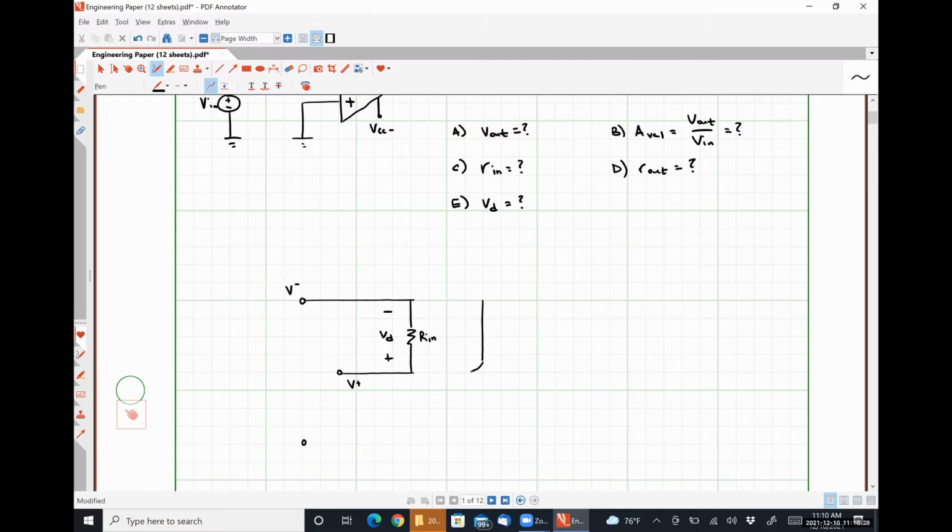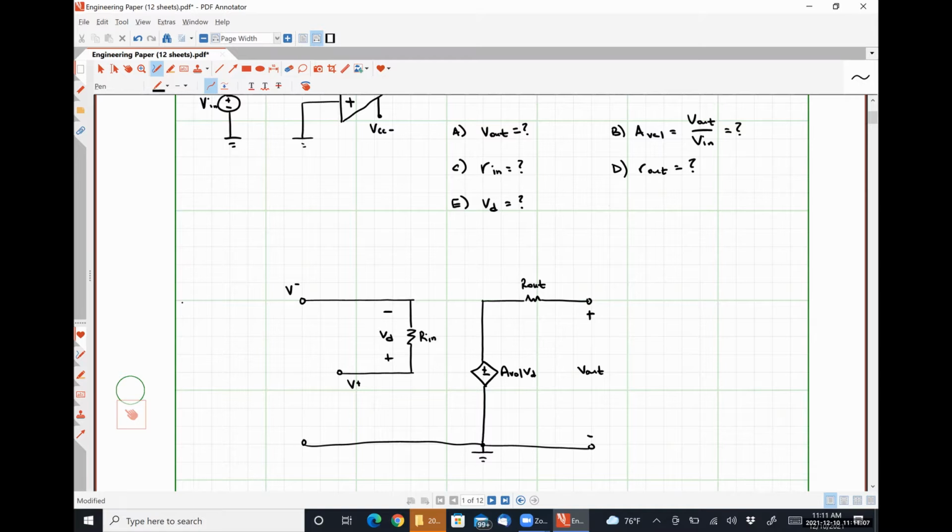Over here, I'm going to have AVOL times VD. Then I have the output resistance of my op-amp, the output voltage of my op-amp, and here is my reference. So that's my practical op-amp model with a small change.